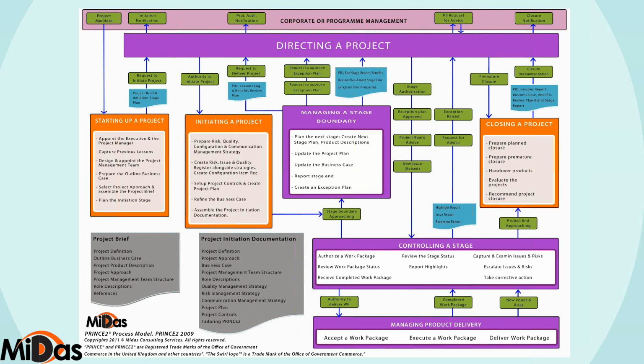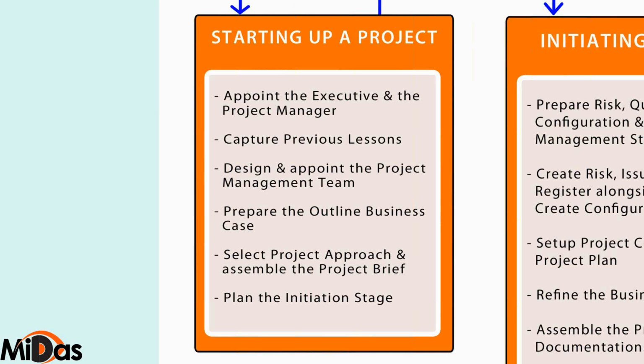Now, after the appointment of the project management team, the project mandate is refined a bit, and we try to make an outline business case. The outline business case is: this is what we are trying to achieve, and these are the benefits we'll get if we do this. So an outline business case is prepared, and then an approach is selected.